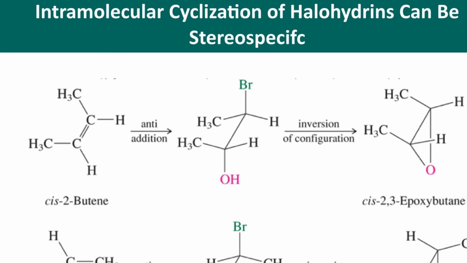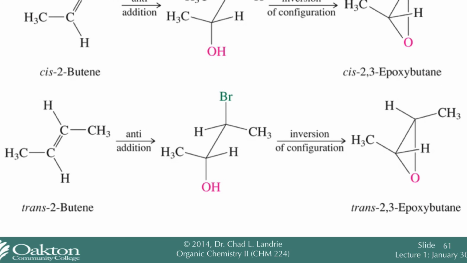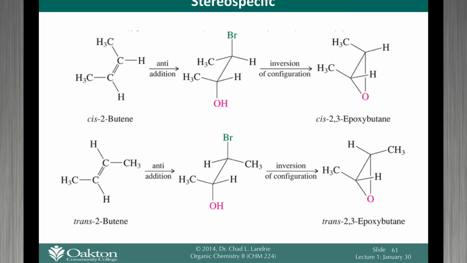Stereospecific. Another way to say it is the stereoisomer of the product that you get is specific to the stereoisomer you begin with. Okay, in the bottom example, you can see that if I start with trans, I end up with a trans relationship. The stereoisomer that I get is specific to the stereoisomer I start with.